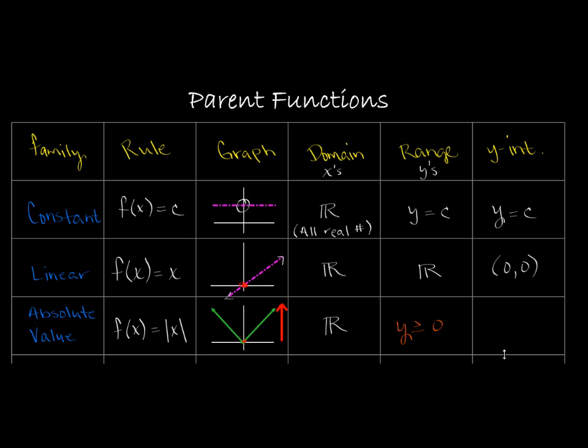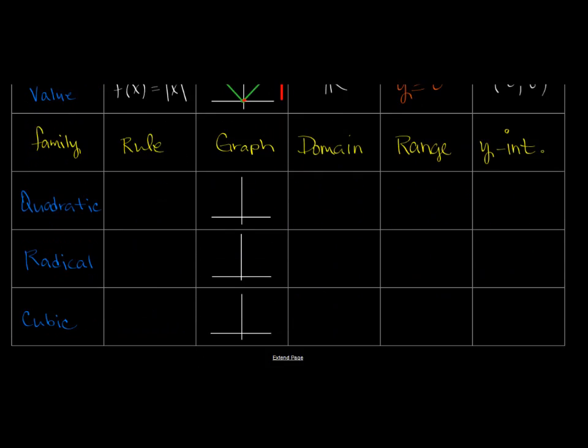When we're talking about the y-intercept, this is going to intercept the y-axis the same way the linear one does. So we have the y-intercept at the coordinate of 0, 0. And remember, this is a non-transformed absolute value. Very basic absolute value function.